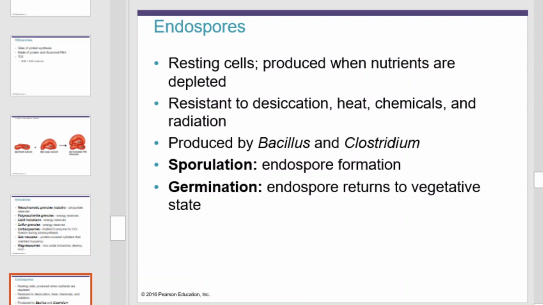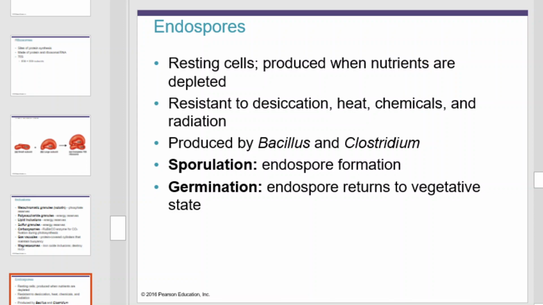Prokaryotes can also produce endospores. Endospores are likened to plant spores and can be used as a form of reproduction. Resting cells is probably the best way to describe an endospore. Endospores are produced when nutrients are depleted and the cell is at risk of death. Endospores are resistant to desiccation, heat, chemicals, and radiation. Endospores are common in Bacillus and Clostridium species.